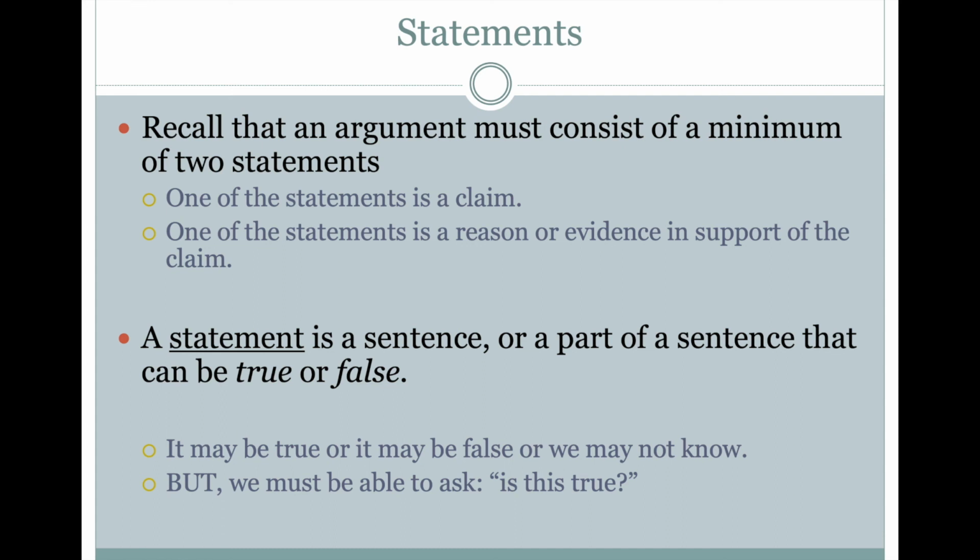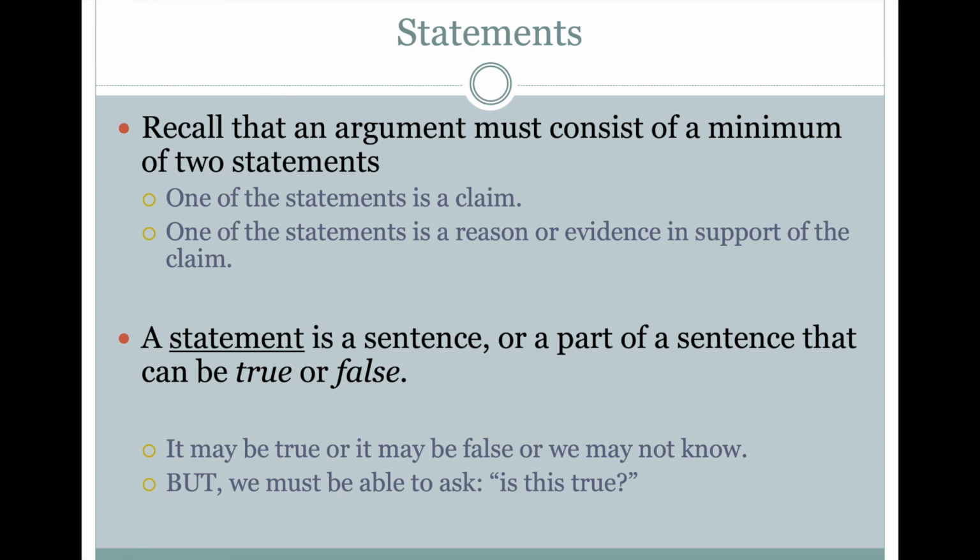And we know that an argument must consist of a minimum of two statements, one of which is a claim and the other of which is evidence in support of the claim. So we talked a little bit about claims already, but think about this. We know that a claim is a statement that is true or false, right? We don't know yet whether it's true or false. In fact, it may be controversial, it may be doubted, and that's why it requires additional evidence.